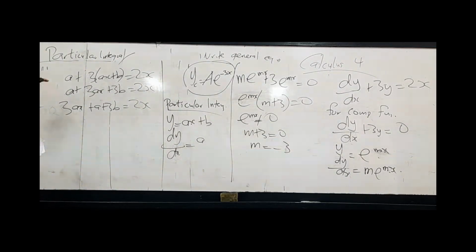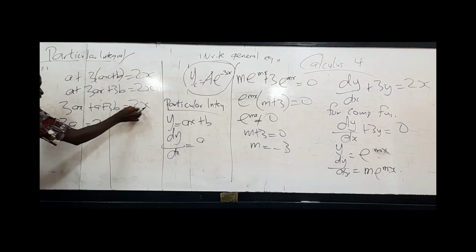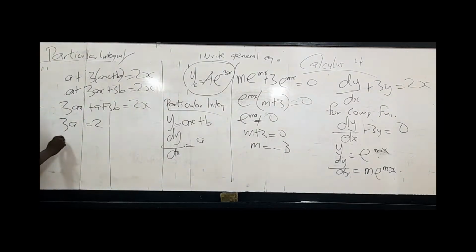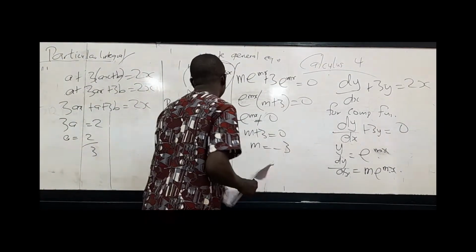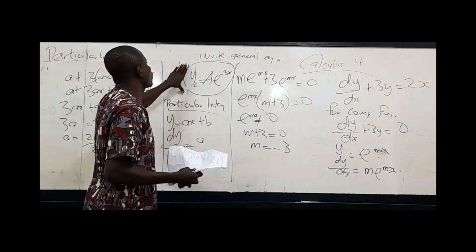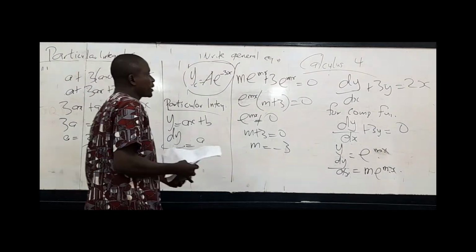Now, let's equate the coefficient. Here I'm having 3a attached to the x, then 2 attached to the x. So if I compare the coefficient, I'm going to have 3a is equal to 2. That is x attached. So a is equal to 2 over 3. All right, let me cross check my value, making sure that it's correct. Yes, a is equal to 2 over 3, correct. Remember that we have already found the complementary function, so we now need a particular integral.